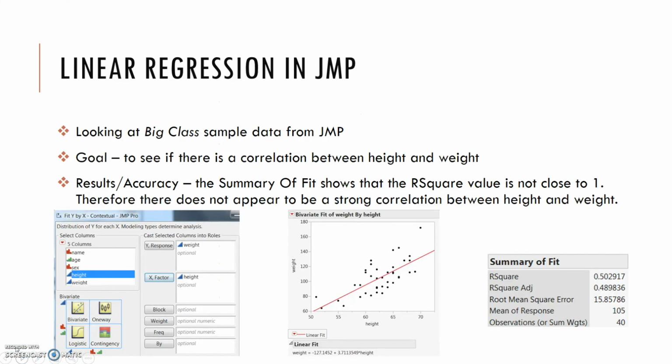Alright, now we're just going to quickly look at the results. So this is the summary of fit table, and we're going to look here at this R squared value, and we would like it to be close to 1, and it's really not. So therefore, there doesn't appear to be a strong correlation between height and weight.